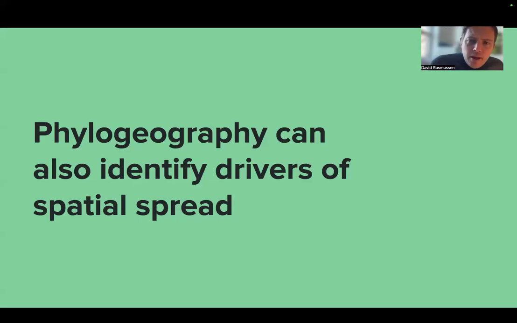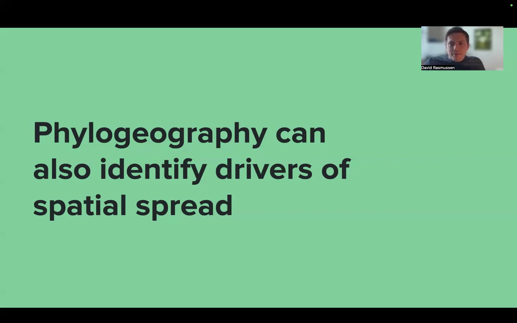Oftentimes people think about phylogeography as simply a way of doing ancestral state reconstruction and reconstructing the origins of particular lineages, or inferring where a particular lineage came from at some point in the past. But a nice development that has arisen in the field of phylogeography over the past decade or so is that we can actually go a step farther. Instead of just inferring where lineages were in the past, we can begin to understand what drives these migration parameters in our model, or what drives spatial spread between different locations.